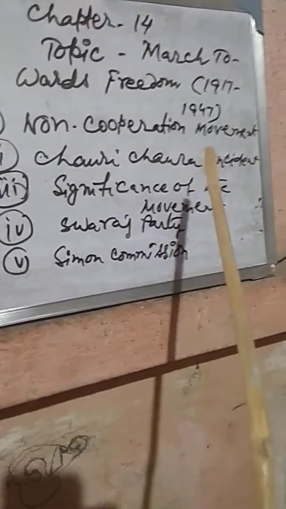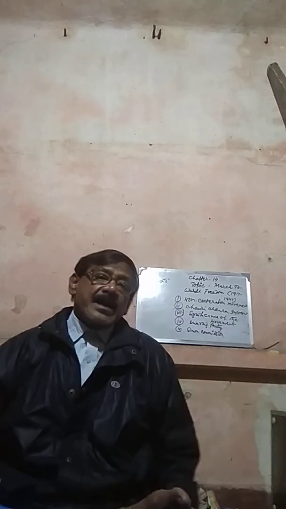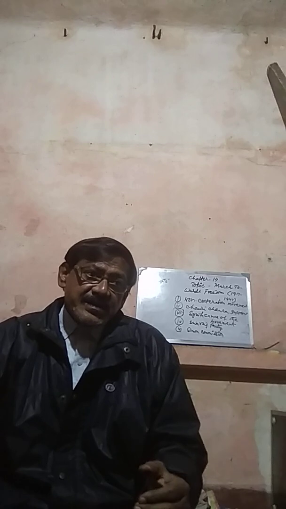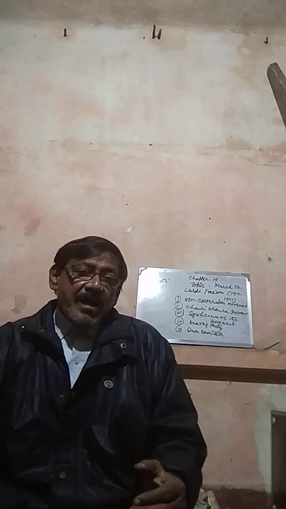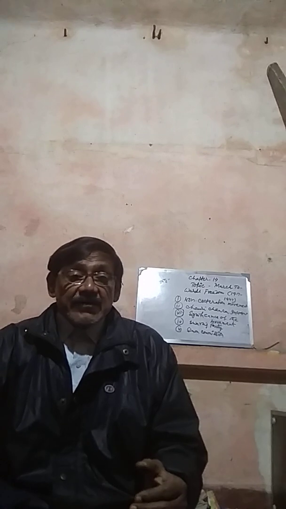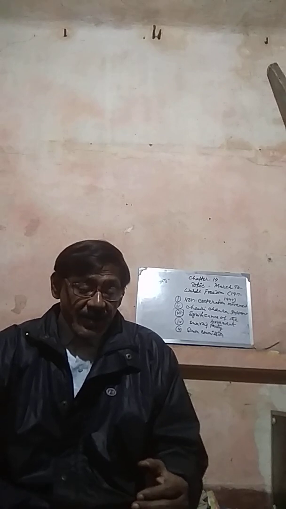First point, non-cooperation movement. Now what is the non-cooperation movement? Who started it? The non-cooperation movement was started by Mahatma Gandhi in the year 1920. Now why was it started? In protest against the passing of the Rowlatt Act. The Rowlatt Act was an act passed by the British government in order to insult Indian revolutionaries and Indian people.